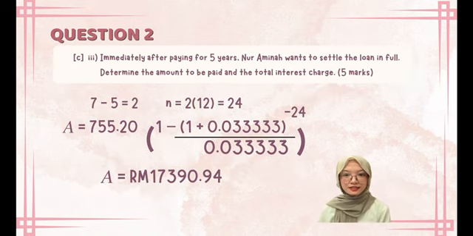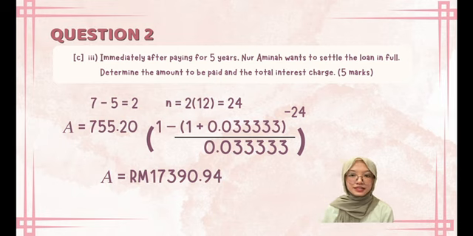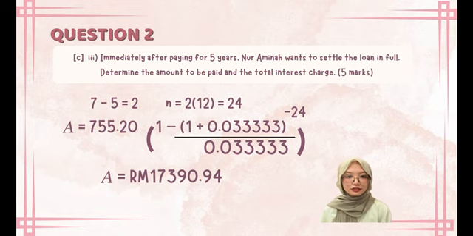Now it's my turn to explain the answer for question 2C Roman 3. Immediately after paying for 5 years, Nur Aminah wants to settle the loan in full. Determine the amount to be paid and the total interest charge. Okay, so before we calculate these, we have to find out the amount of N first. After paying for 5 years, Aminah decided to settle the loan in full. So we subtract 5 years from 7 years, and we get the remaining 2 years. Now we multiply 2 years by 12 to get N for the remaining years, and we get N equals 24.